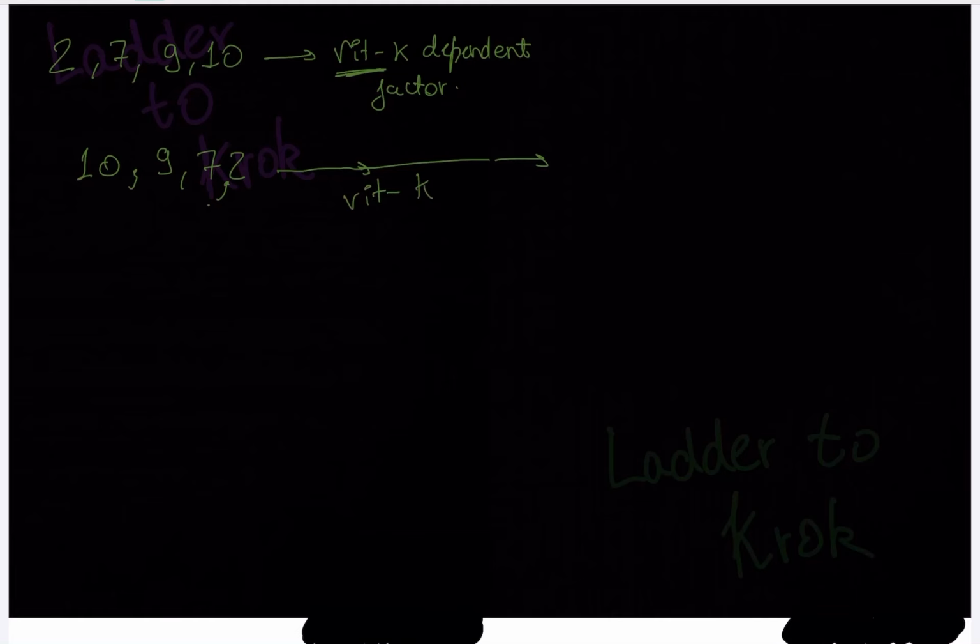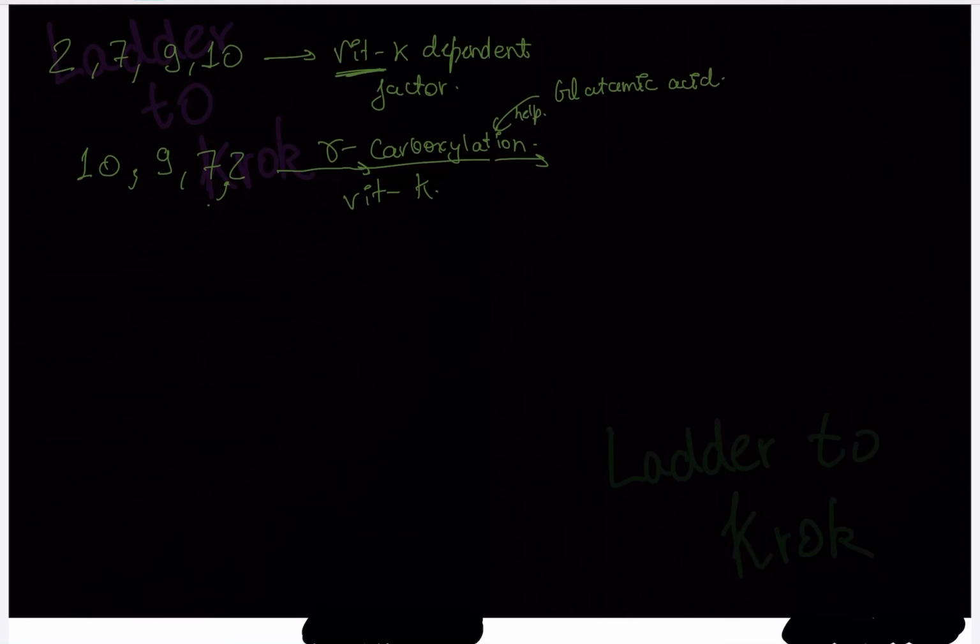Here is vitamin K. Okay, vitamin K does what? Just think from biochemistry. It helps in which reaction? Gamma carboxylation. Gamma carboxylation. Okay, and who helps in this gamma carboxylation? Glutamic acid. Glutamic acid helps in gamma carboxylation.